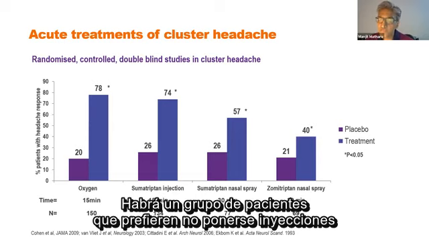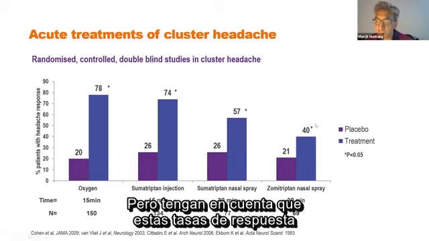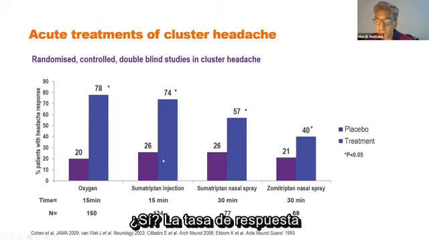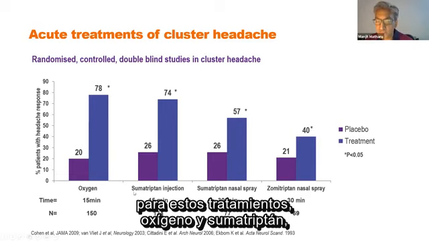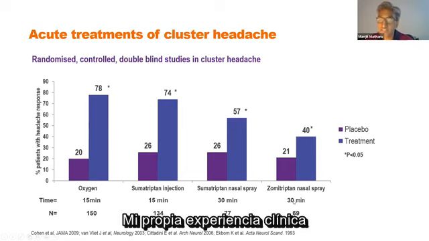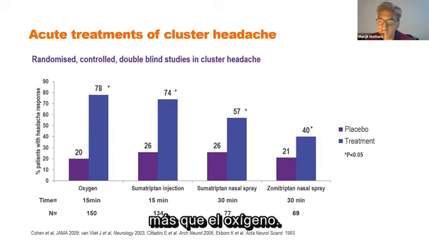There will be a group of patients who prefer not to have injections, and it's certainly reasonable to try the nasal triptans, but bear in mind that these response rates are at 30 minutes, not even 15 minutes. The response rates for oxygen and sumatriptan will be a lot higher at 30 minutes. My own clinical experience is that the vast majority of patients want to use sumatriptan injections rather than oxygen.